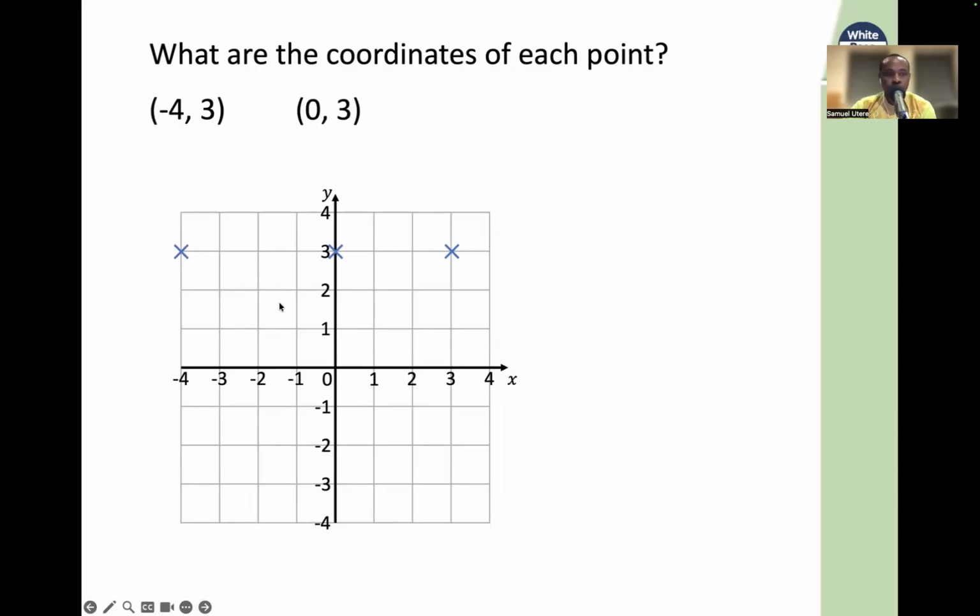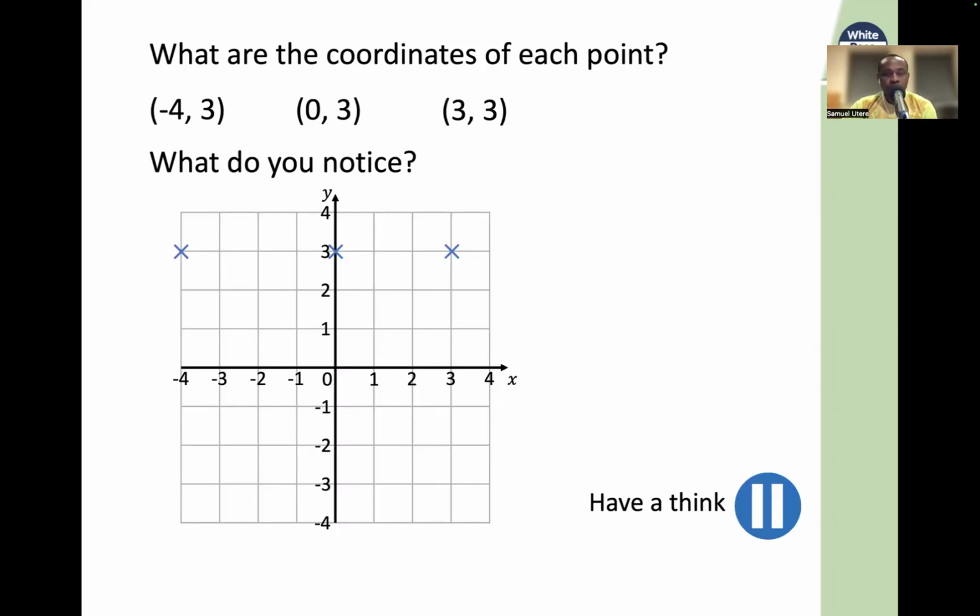For the next one, you would say it's 0, 3. We don't have to go anywhere on the x-axis, but we have to go 3 steps up. So that's 0, 3. For this one, it is 3, 3. To get to this point, we have to go along 3 and we have to go up 3. So it's 3, 3. But what do you notice about the numbers in the coordinates?